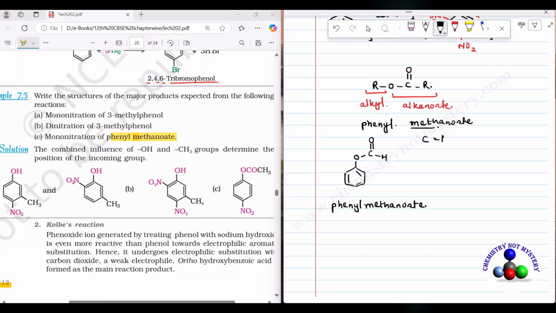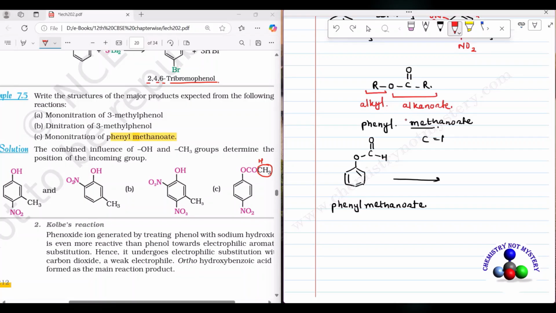I have confirmed this structure from the reference book. The structure which is given here is wrong. It should not contain a CH3 group here. It should be bonded to hydrogen. Now when it undergoes mononitration.